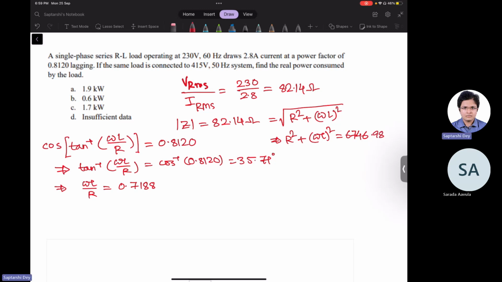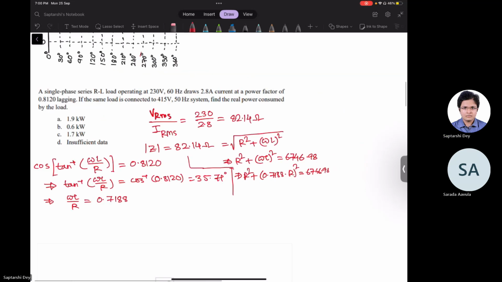Right? Now you can write omega L in terms of R from this equation. So it's R squared plus 0.7188 times R squared equals the 6746.98. Then what we have is 6746.98 divided by 1 plus 0.7188 squared, that is R squared. Now square root of that gives us the R.